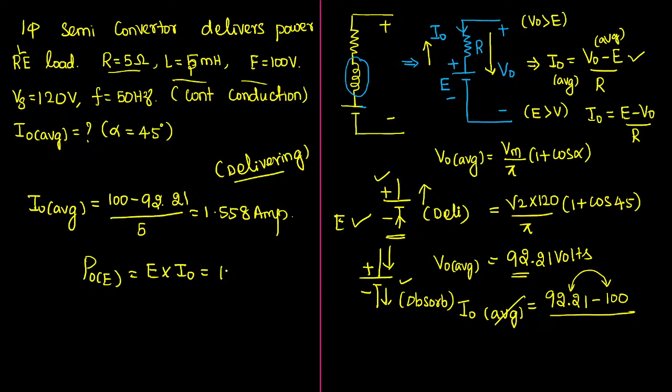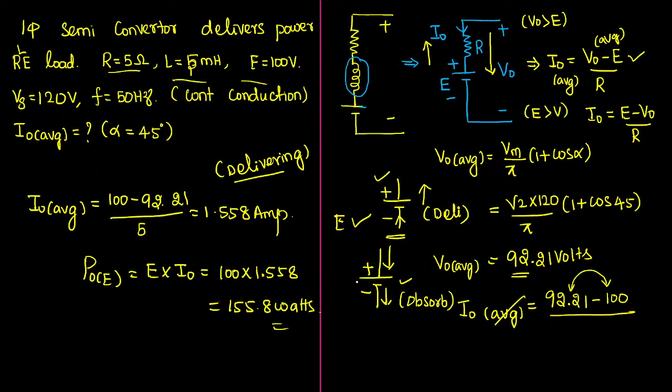What is the value of battery voltage? It is 100. What is the current delivered by the battery? 1.558 ampere. So it will be 155.8 watts. This is the power delivered by the battery. That's all. So this is how we are doing these calculations.